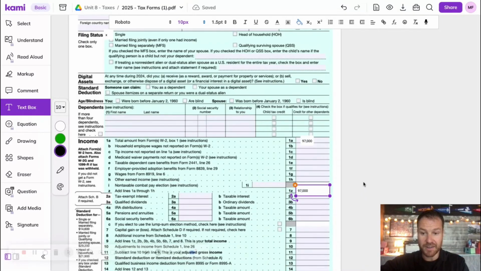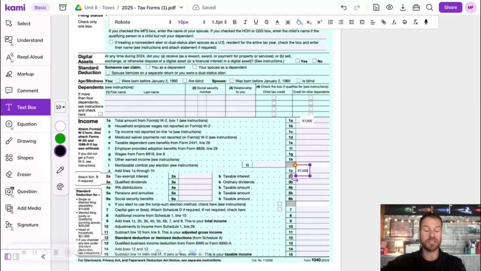Now that I have that information, I need to look at: do I have any tax-exempt interest, qualified dividends? Do I have any kind of IRA distribution? If I had an individual retirement account and I started taking distributions from it, that's where that money would go, because it does get taxed. Same thing with a 401k. Do I have any pensions or annuities? For example, I have a pension with the California State Teachers' Retirement System. When I go to retire, that money will be taxable. Social Security is also taxable. I keep looking through all of this information.